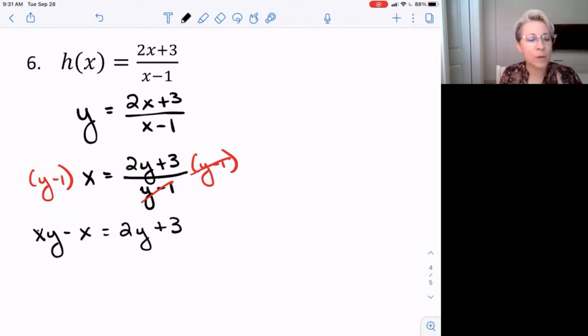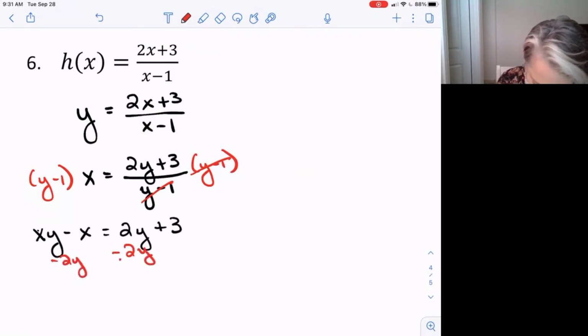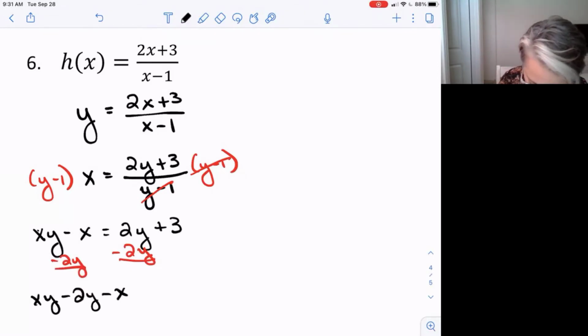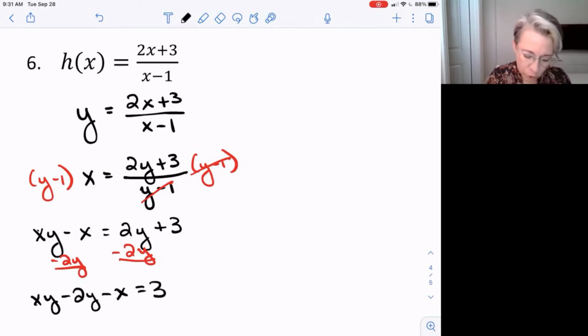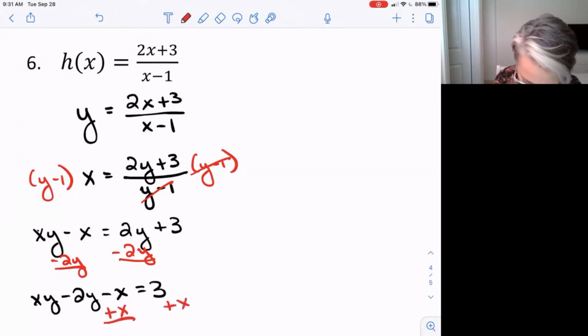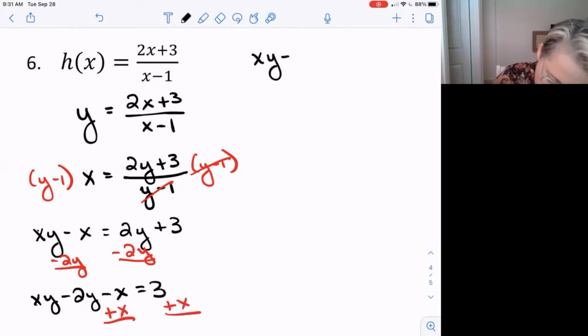But remember, we're trying to get y by itself. So get all of the terms with y together, and then all the terms that don't have y together. So let's move the 2y to the other side. So we're going to subtract 2y from both sides. That gives us xy minus 2y minus x equals 3. So the 2y terms are on the left, but so is that x. So let's move the x to the right. So we're going to add x to both sides. That gives us xy minus 2y equals x plus 3.